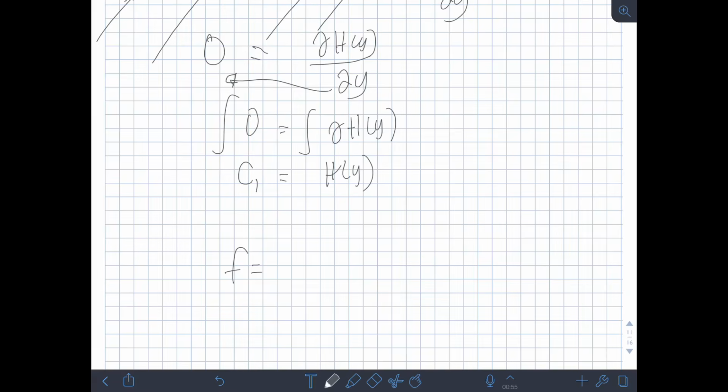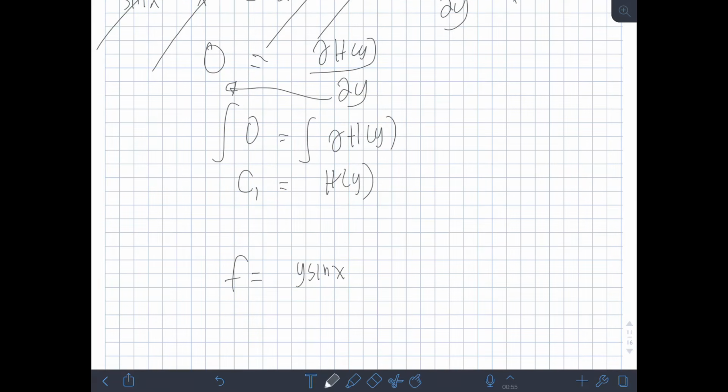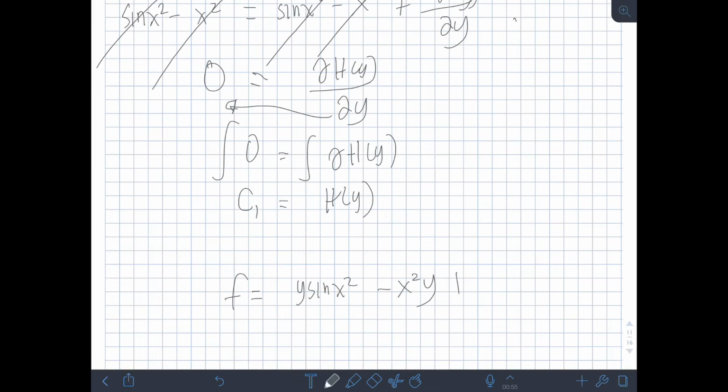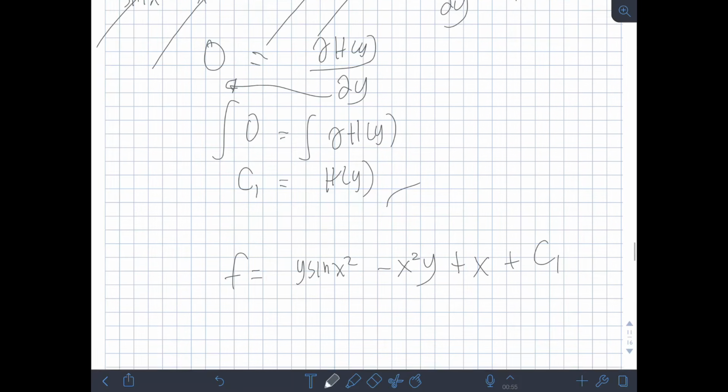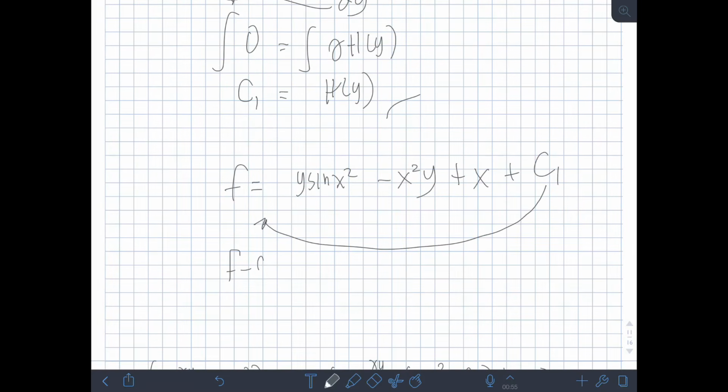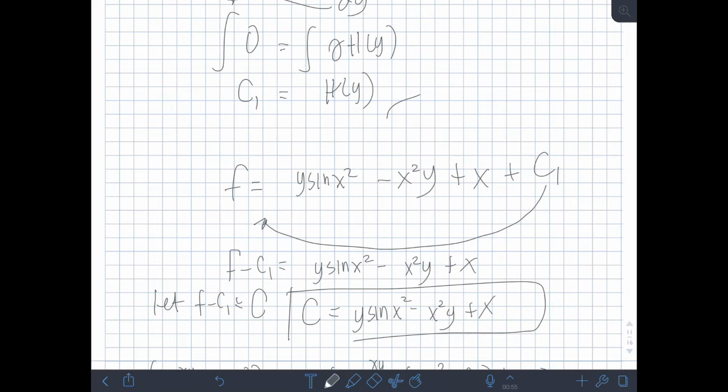So, we have f is equal to y sine x squared minus x squared y plus x. Then our h of y is just c sub 1, a constant. Again, we transpose c sub 1 to the other side, so f minus c sub 1 is equal to y sine x squared minus x squared y plus x. Then let f minus c sub 1 equal a single c. So c is equal to y sine x squared minus x squared y plus x. Therefore, this is the solution for our exact DE.